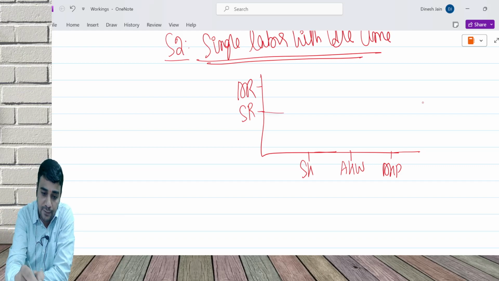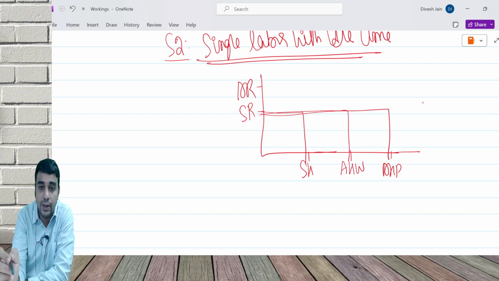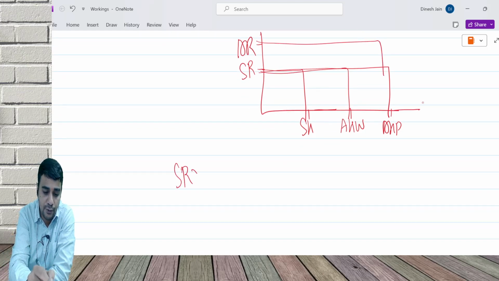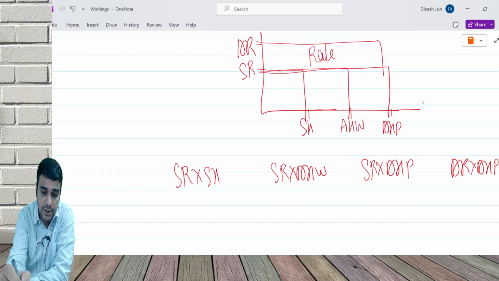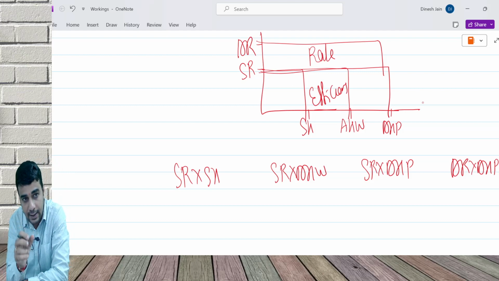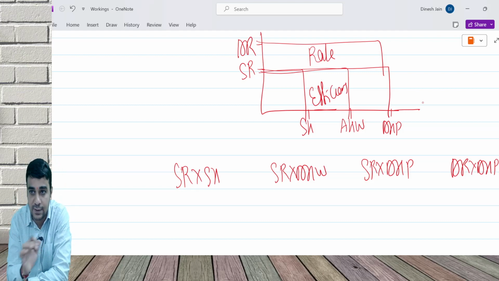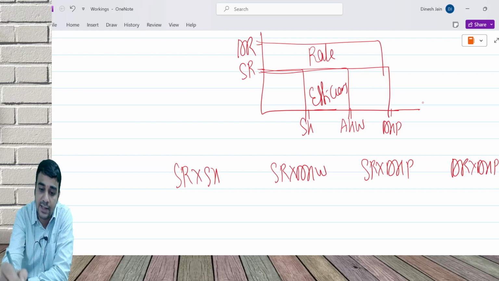The table will be, listen for some time: SR into SH, SR into AHW, SR into AHP, AR into AHP. I'll give you time to write. The top part is called rate. This is efficiency, because to measure efficiency I should compare standard time with the hours worked, not hours paid, because hours paid has idle time. The last part is called idle time variance.